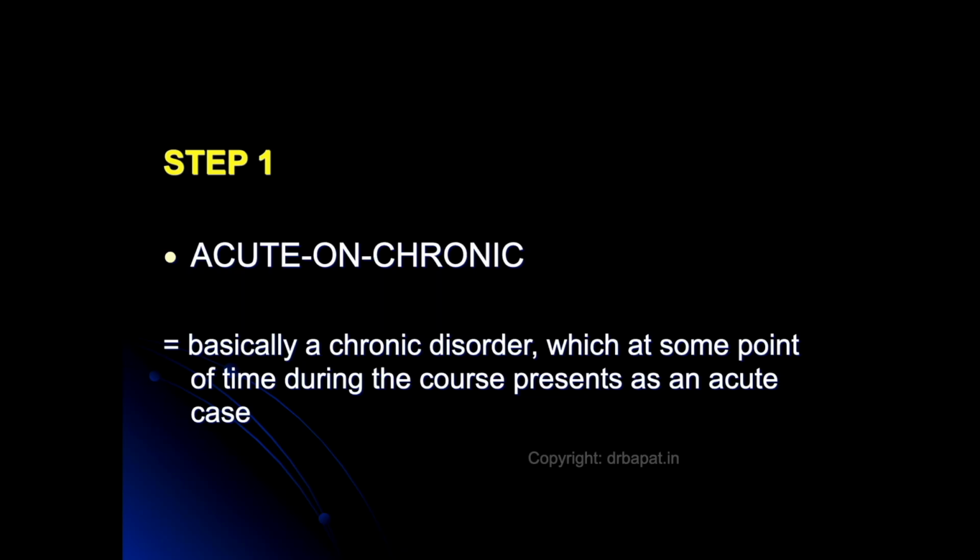Acute on chronic means basically a chronic disorder which at some point of time during the course presents as an acute case. Now, apart from these, there is one more category, subacute. It spans over a period of up to 3 weeks.